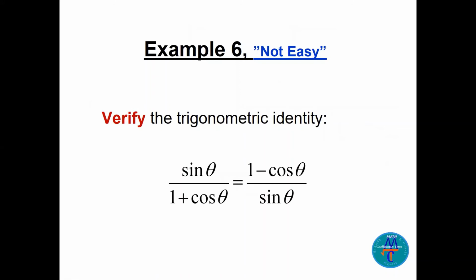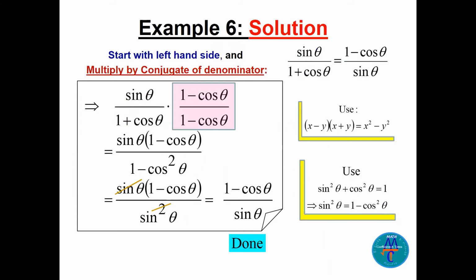Now this is not easy. Let's verify this. Sine of theta divided by 1 plus cosine of theta is equal to 1 minus cosine of theta divided by sine of theta. You cannot cross multiply here to show it. You have to start with one side, either right or left, and show it is equal to the other side. You can pause the video for a minute to try. The main idea here, these two sides are the same difficulty. So let's use the conjugate.